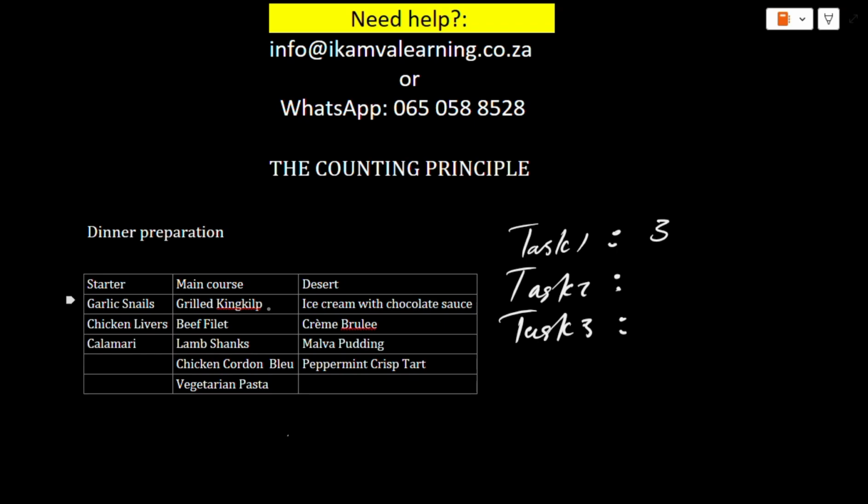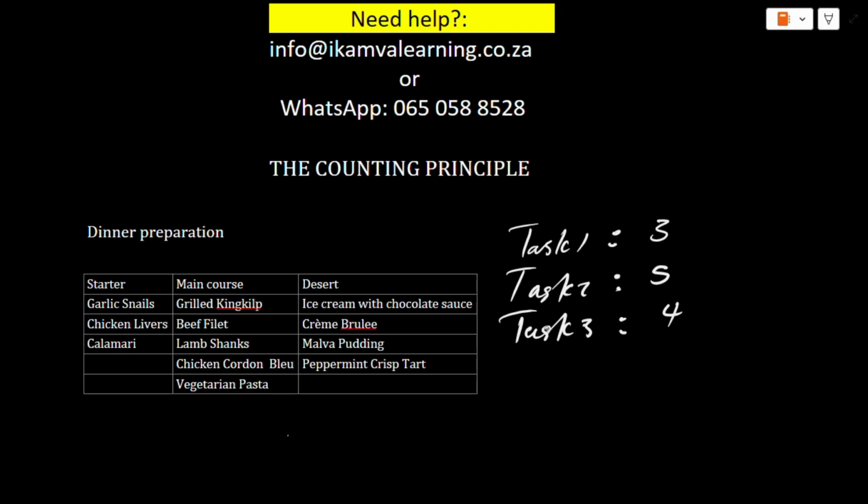How many choices do we have in preparing the main course? We have 1, 2, 3, 4, 5 choices. For dessert, how many choices do we have? We have 1, 2, 3, 4. We have 4 choices. Now, how many choices do we have in total in preparing this one dinner?